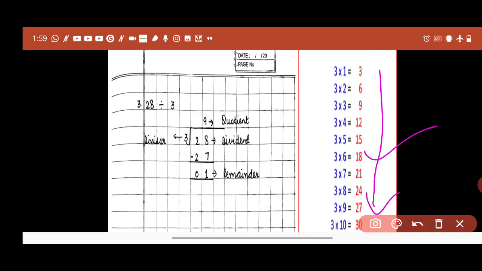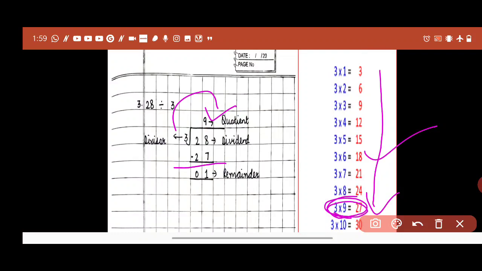So what do you have to see? We have to see the smaller number than 28 and closest to 28. So if you see, number 27 is smaller than 28 and closer to 28. So by how much? 3 nines are 27. So we will write 3 nines are 27.